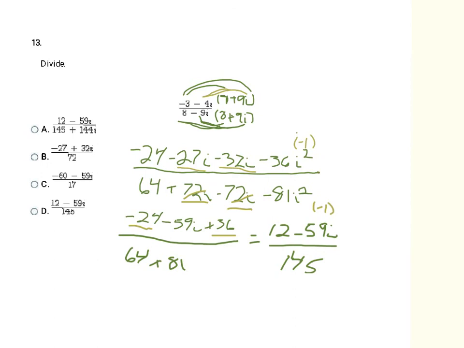And now I'm going to look, okay, there's 3 pieces here. Is there any number I can divide out of 12, 59, and 145? There isn't, so that's going to be my final answer, which is D.